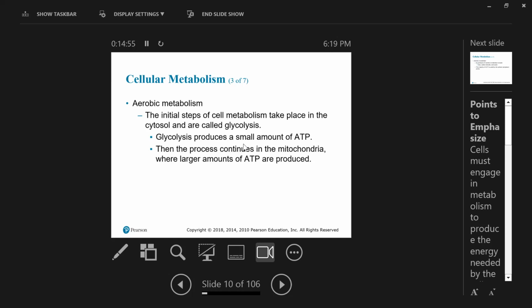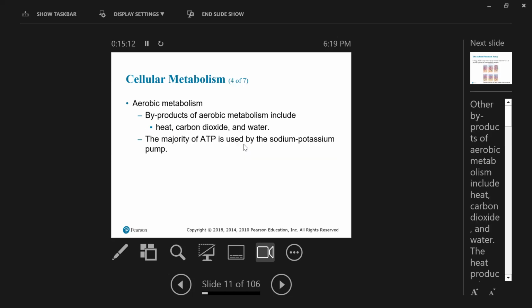Now, every single cell in your body relies on this. So if a few of them die, that's okay. You still have 1 trillion more to go. But if enough of them die, then you start getting worse and worse. Okay, aerobic metabolism, the byproducts: heat, which is what's the normal temperature that we have? 97, nope, 98, 98.6.